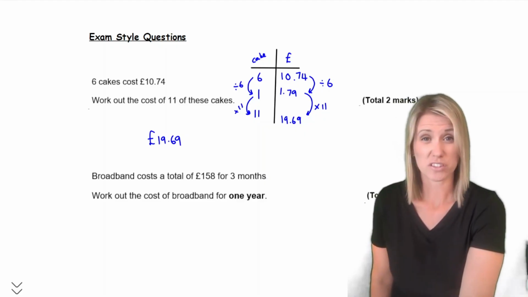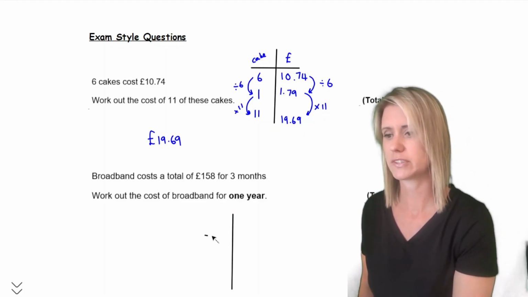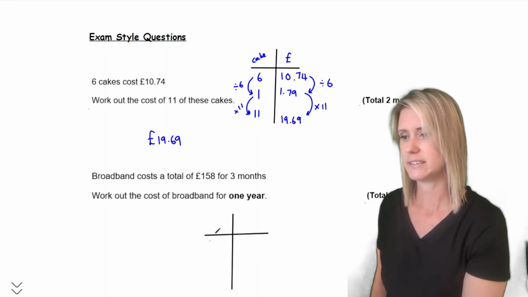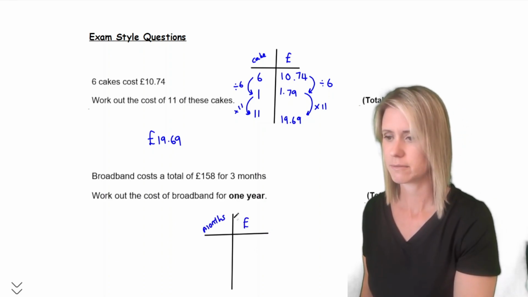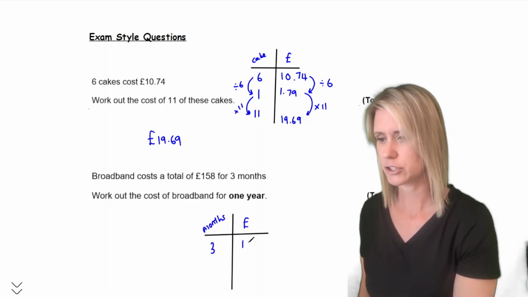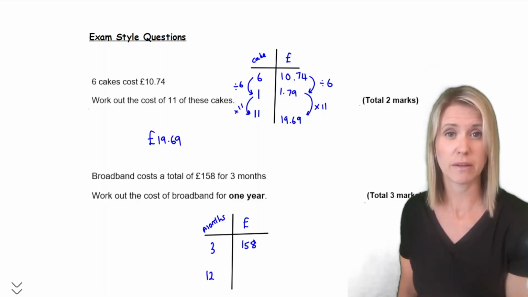Okay, once again, the cost of something. Broadband costs a total of £158 for 3 months. Work out the cost for a year. So number of months and the price. 3 months is £158. We want to work out what 12 months is, 12 months in a year.